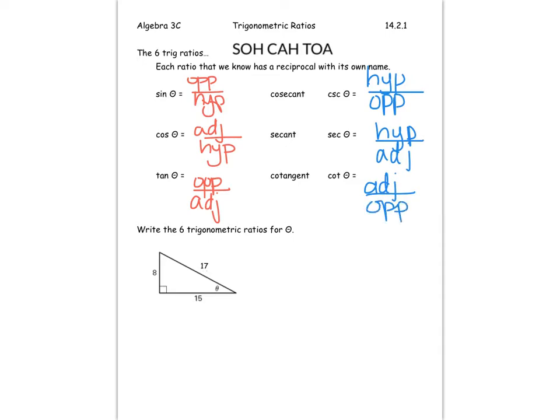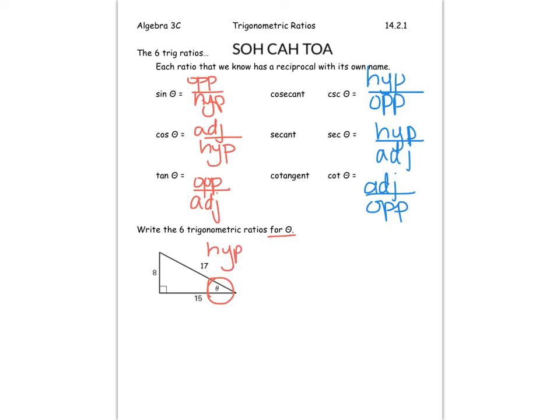Okay, so the first skill that we're going to practice is taking a set-up right triangle and setting up these 6 ratios for it. Remember, you have to look from the angle that is labeled. They're asking us to look for theta, so we're looking from this angle right here. Remember, hypotenuse is across from the right angle always, so 17 is the hypotenuse.